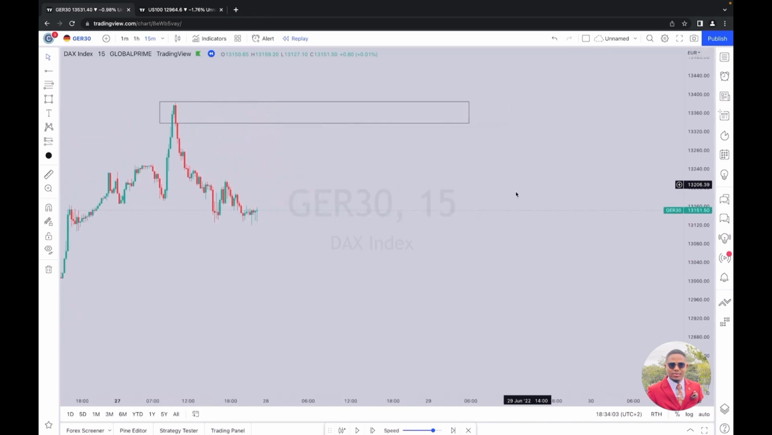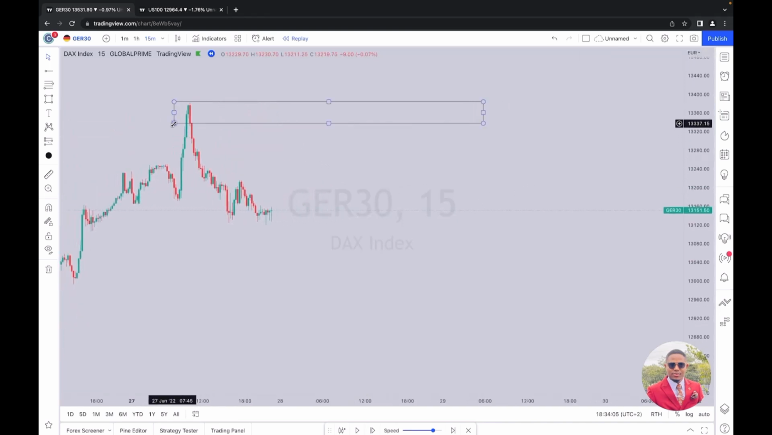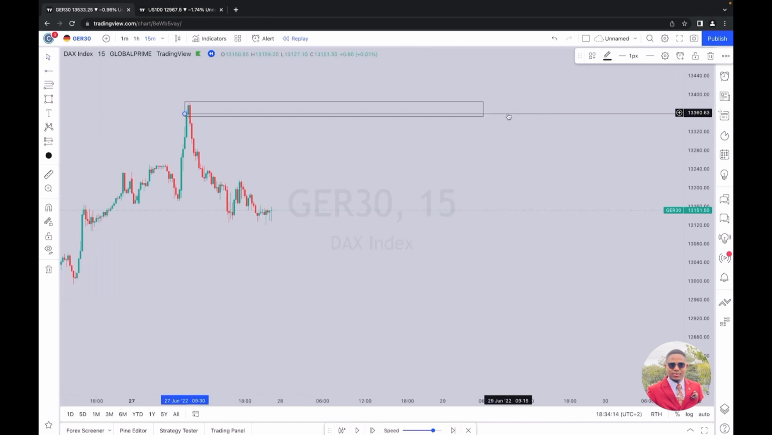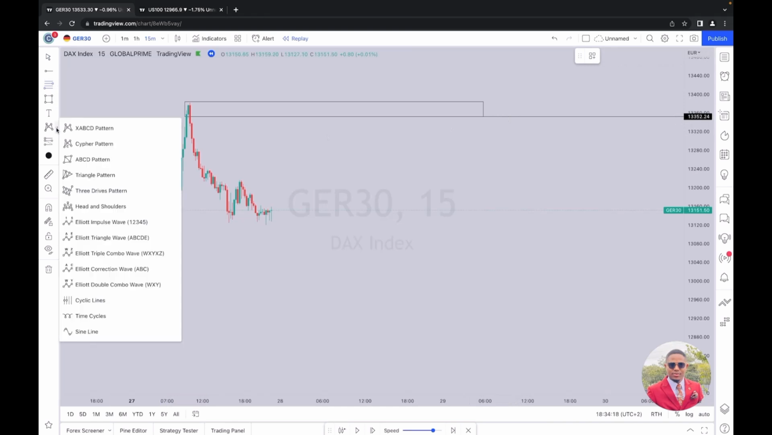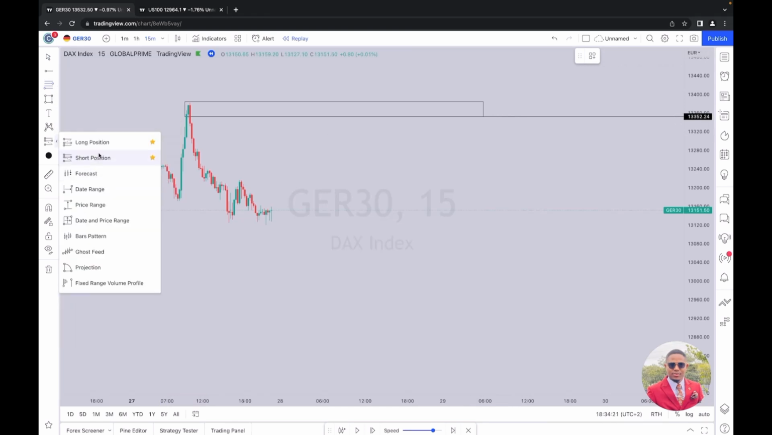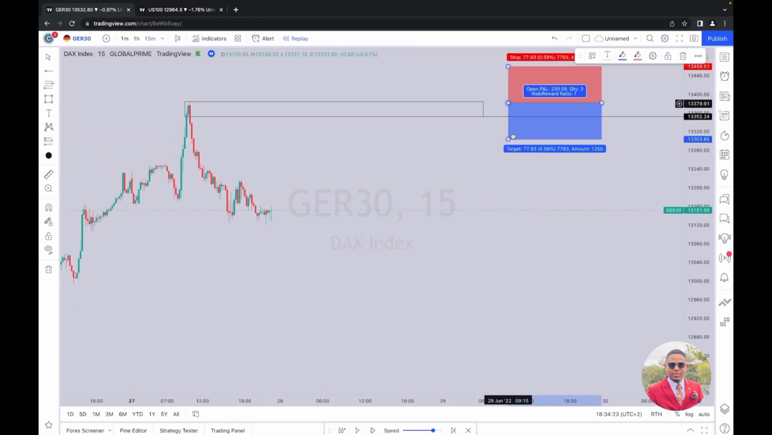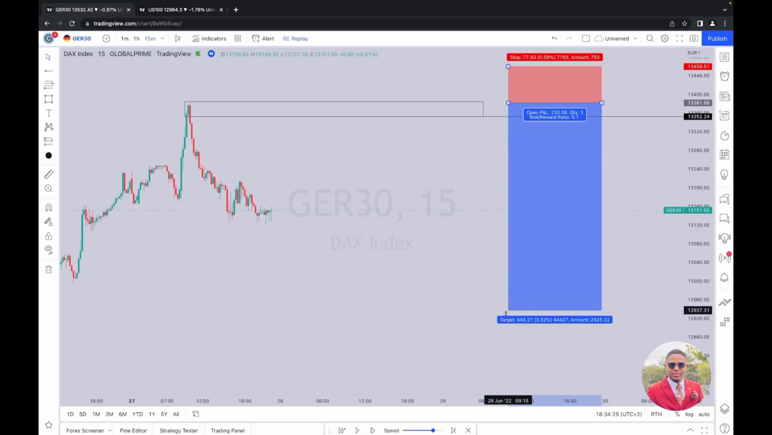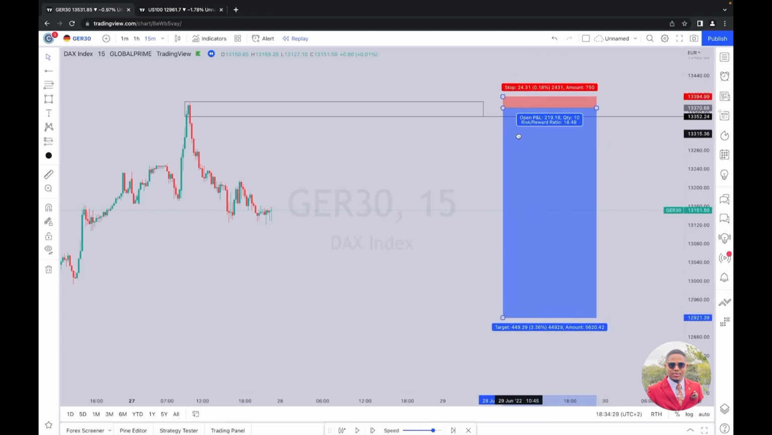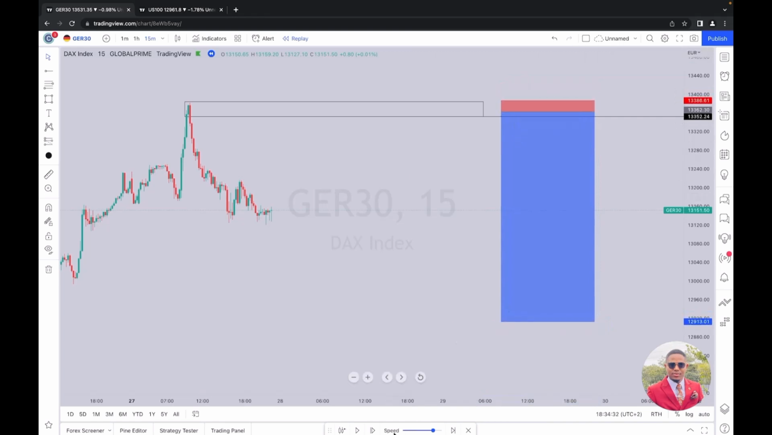So here you can see that it was here. We're going to draw it right here. Then after drawing it, we're going to get our sell limit here. After putting our sell limit right here, you're going to get this part. We're going to go in short. Okay, we're going to go in short like this. After going in short, this is what is going to happen here.